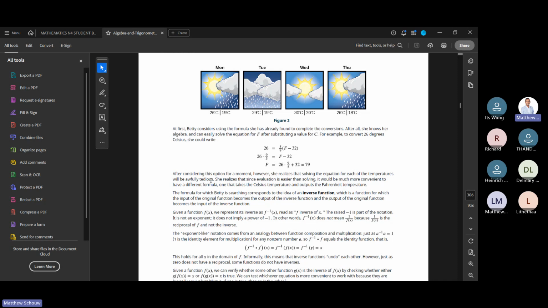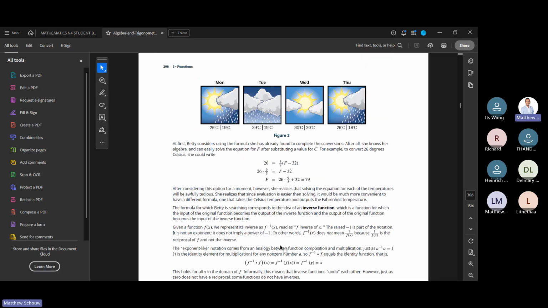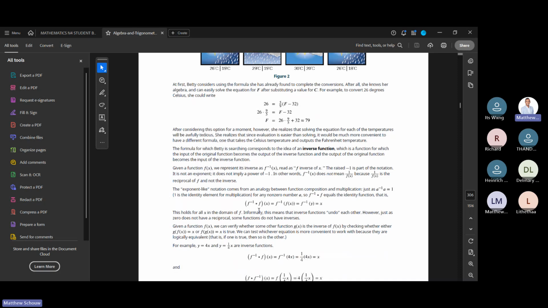Obviously, that's where we get Excel. Excel can do that a lot for us. She realizes that evaluation is easier than solving. It would be much more convenient to have a different formula, right? One that takes a Celsius temperature and outputs Fahrenheit. So instead of having Celsius on the left-hand side, we want to put Fahrenheit on that side.